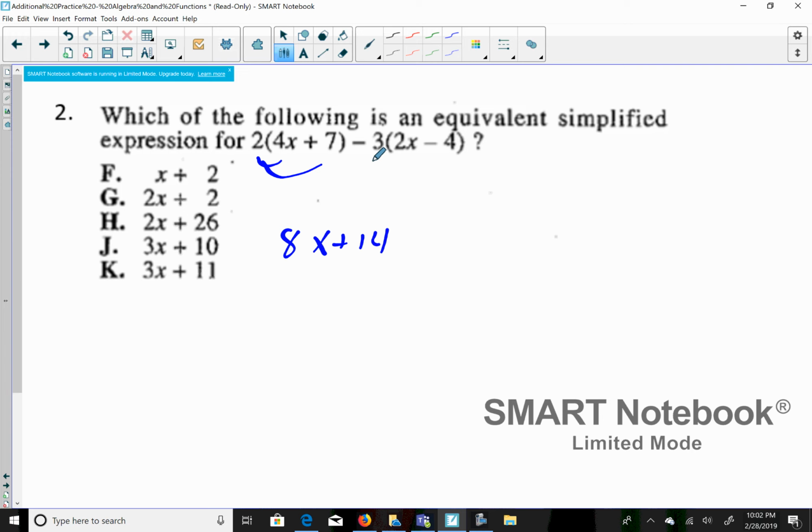When I go to distribute this 3, I need to remember that I'm actually distributing a negative 3. So this will be minus 6x, and then the negative 3 times the negative 4 will make it a plus 12. When I combine my like terms, I'm going to have 2x plus 26. And my correct choice for this one is the letter H.